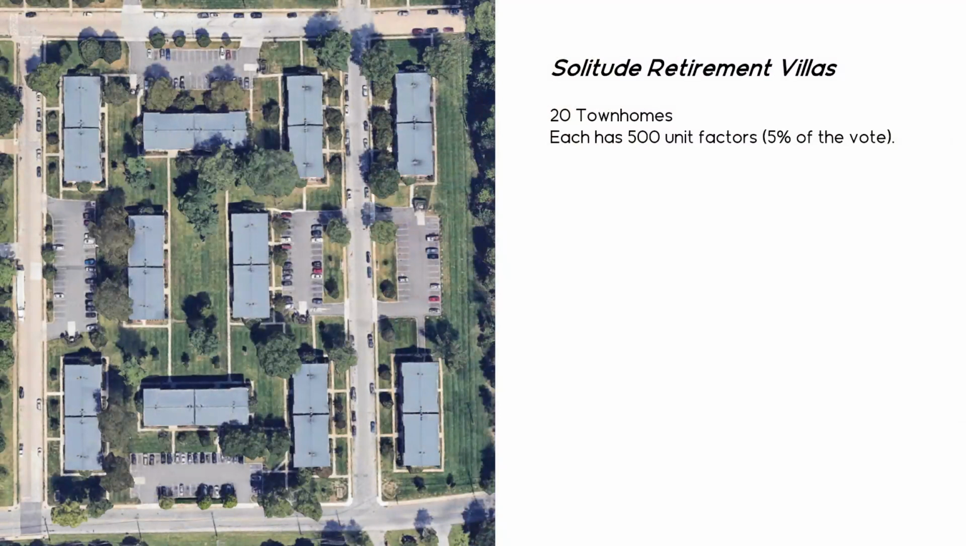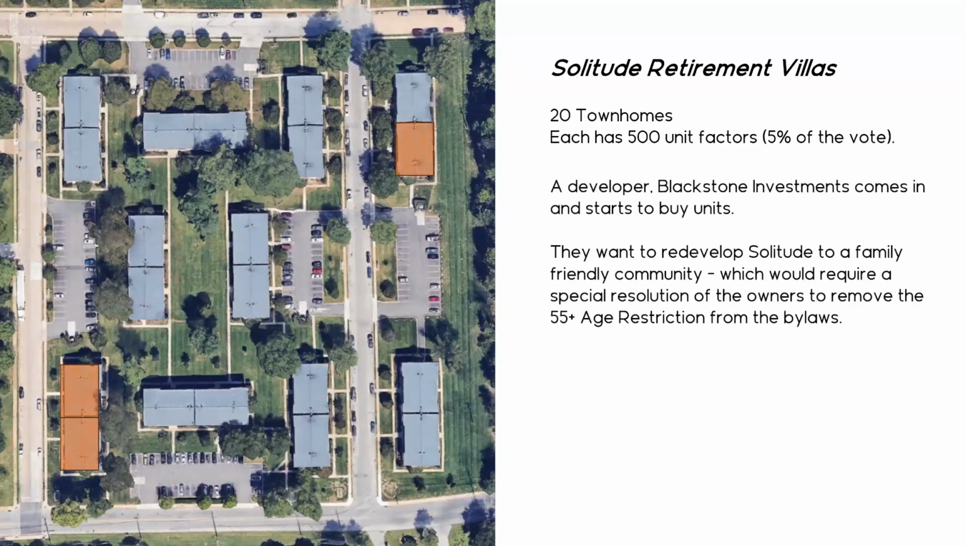The language for special resolutions is the same. It has two overall requirements. You must meet 75% of the unit owners entitled to vote and 75% of the unit factors. So let's look at an example and see why it's set up that way. Welcome to Solitude Retirement Villas. 20 townhomes, each with 500 unit factors, controlling 5% of the overall vote. And along comes Blackstone Investments to buy up units. They want to redevelop Solitude to a family-friendly community. They want to be able to rent to growing families, which are more lucrative, which would require a special resolution of the owners to remove the 55-plus age restriction.